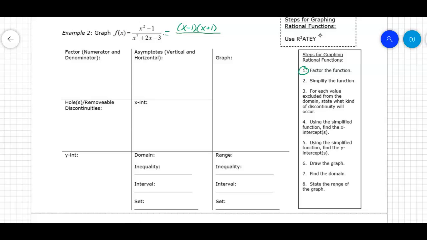Now in the denominator, I notice I have a middle term, so I need to think of my factors of -3 that will add up to give me +2, and that's going to be 3 and -1. So it's x plus 3 and x minus 1. Now the next step is I'm going to simplify the function.